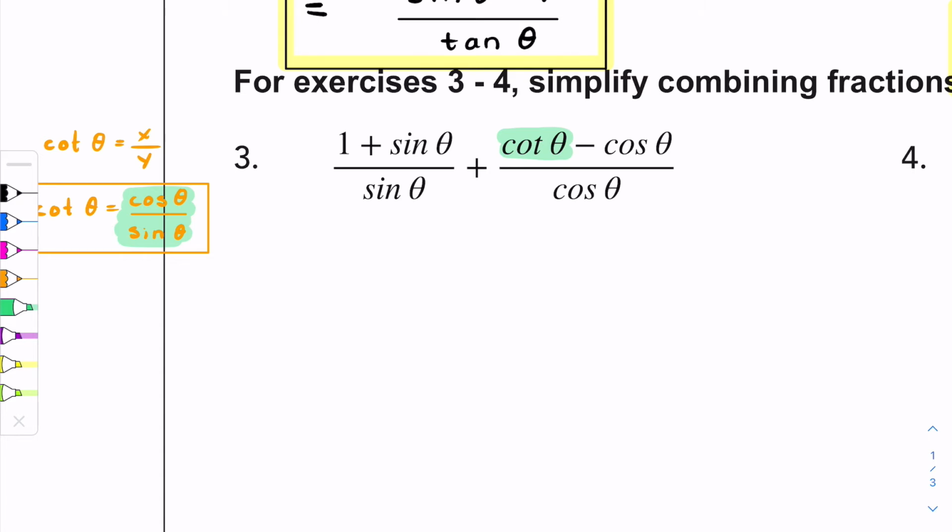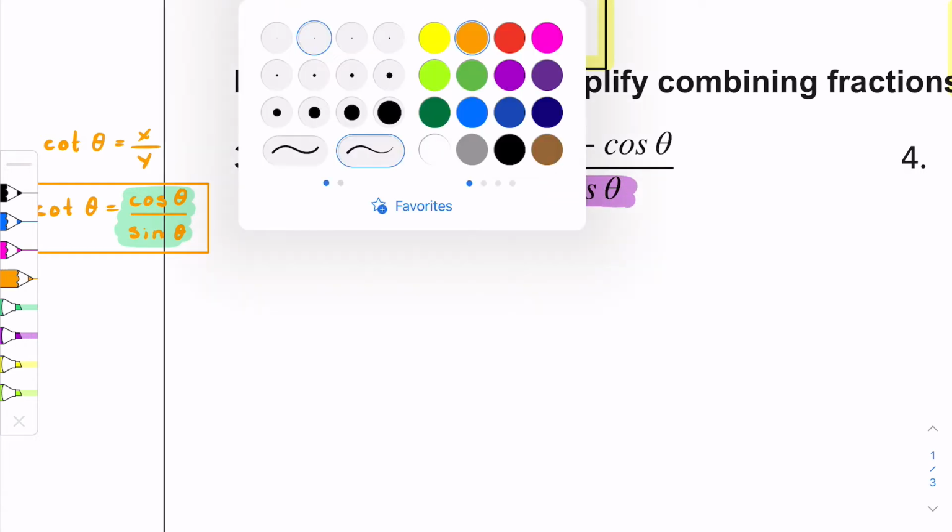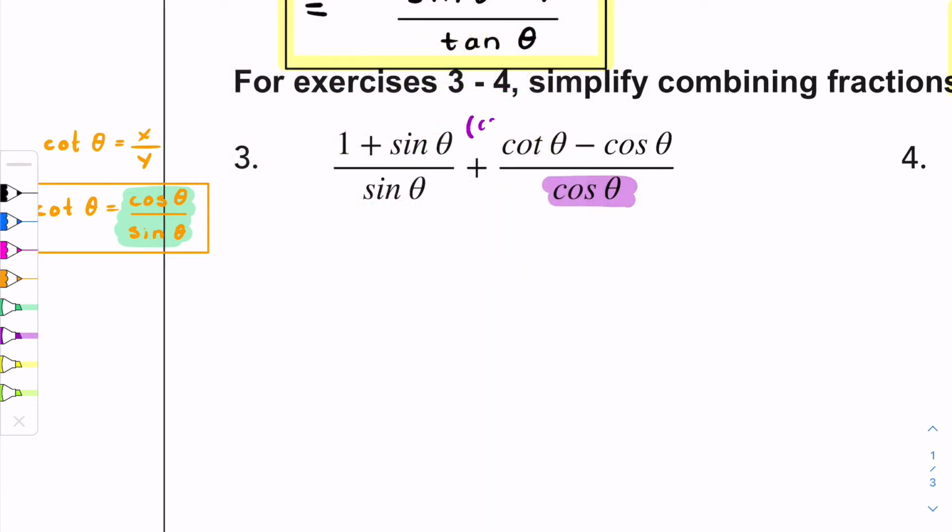Okay, so now that we know that, we're going to look at these two fractions. We have 1 plus sine of theta divided by sine of theta, plus the fraction of cotangent theta minus sine theta divided by cosine of theta. So these denominators don't have anything in common. What we're going to have to do is multiply the first fraction by the second denominator. I'm going to multiply both the numerator and the denominator by cosine of theta. And for the second fraction, I'm going to have to multiply the numerator and the denominator by the denominator of the first fraction.